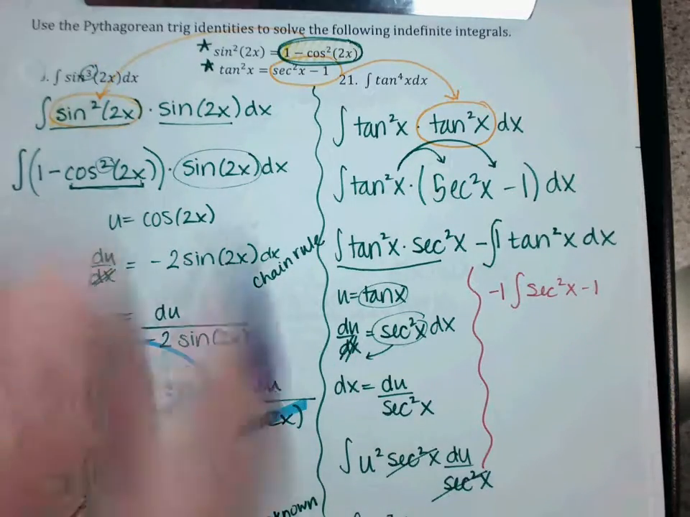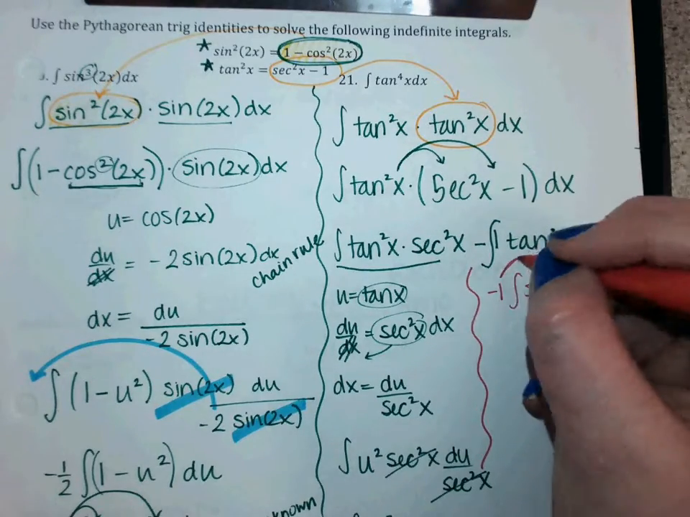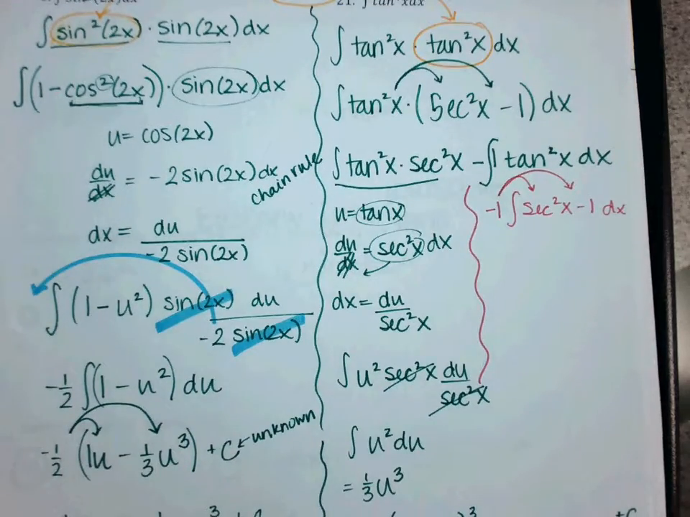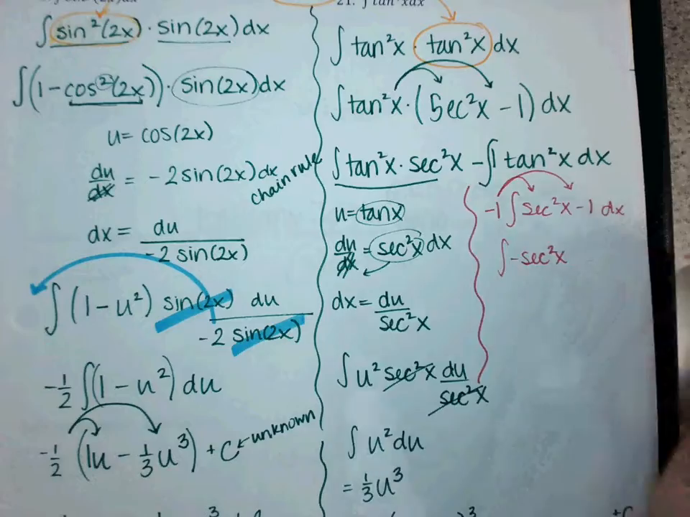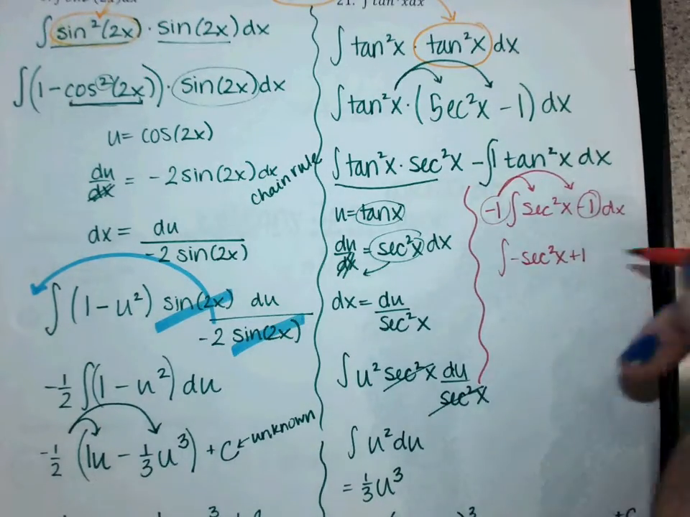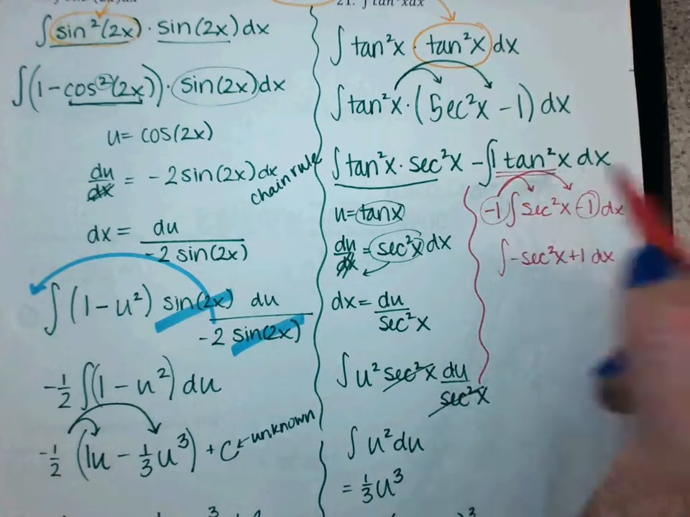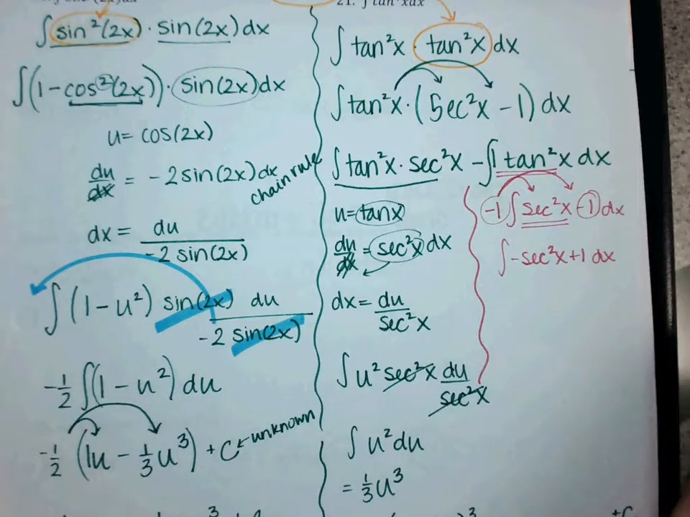Now, just to keep things easy, I'm going to distribute this minus 1 just so that it's not in the front. So instead of having a secant squared, now I have a minus secant squared x, and instead of having a minus 1, now it's a plus 1 dx. Now you might be wondering, well, why would I do that? Okay, the integral of tan squared doesn't have a rule, but there is an integral for secant squared.